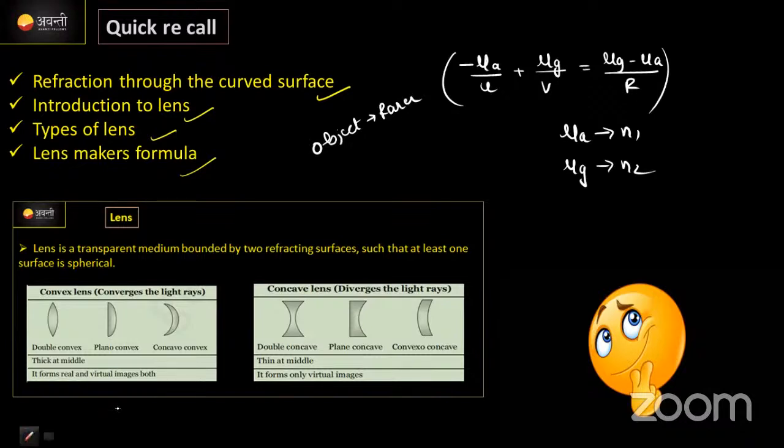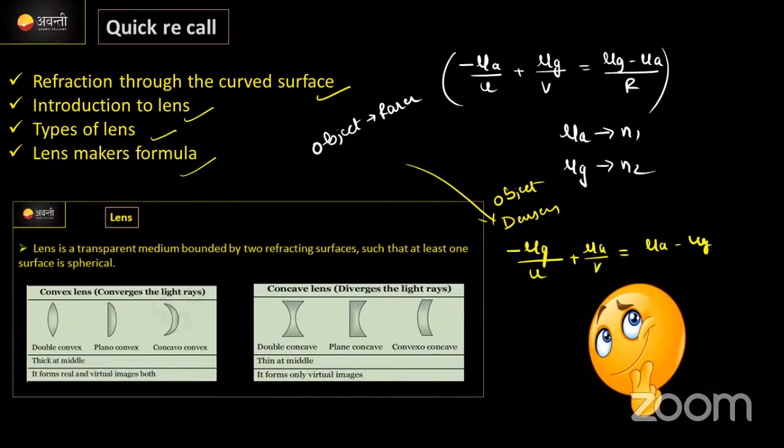Similarly, if you place the object in the denser medium, what happens to the equation for the denser medium? What little change do we need to make here? Instead of mu a, we need to introduce mu g. That's it. Mu g by u plus mu a upon v is equal to mu a minus mu g upon r. The right hand side term interchanges in the numerator. Clear? This is the equation.